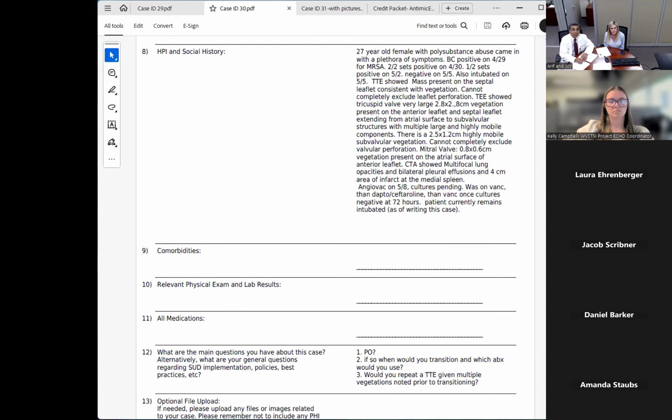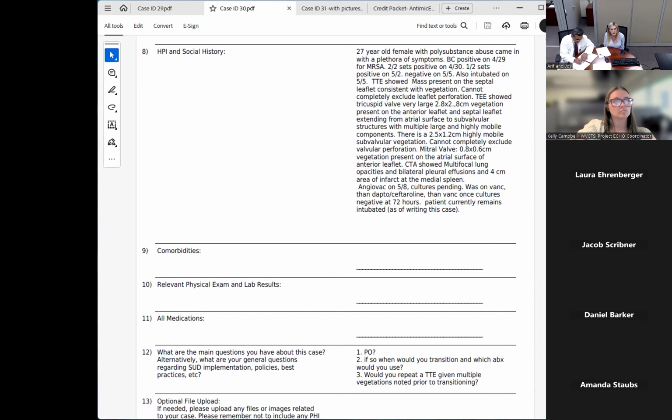All right. Well, on the next case of endocarditis, this is slightly more complicated, I guess. 27-year-old female, probably substance abuse, comes in with a variety of symptoms. Blood cultures again positive for MRSA, this time on the 30th. Repeat blood cultures positive on May the 2nd, negative on the 5th, and she was intubated on the 5th. TTE showed a mass present on the septal leaflet consistent with vegetation.